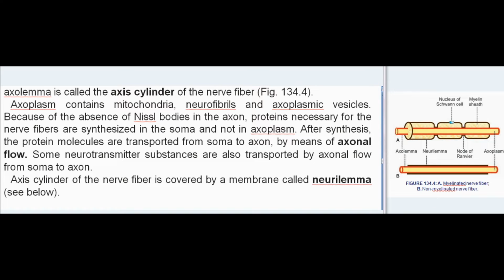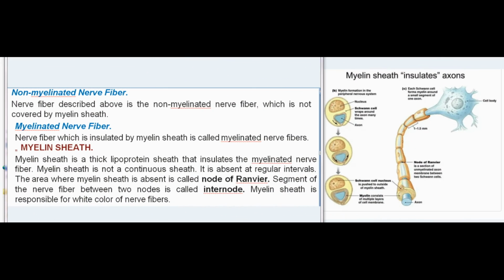Axoplasm contains mitochondria, neurofibrils and axoplasmic vesicles. Because of the absence of slow bodies in the axon, proteins necessary for the nerve fibers are synthesized in the soma and not in axoplasm. After synthesis, the protein molecules are transported from soma to axon by means of axonal flow. Some neurotransmitter substances are also transported by axonal flow from soma to axon. Axocylinder of the nerve fiber is covered by a membrane called neurolemma, see below.